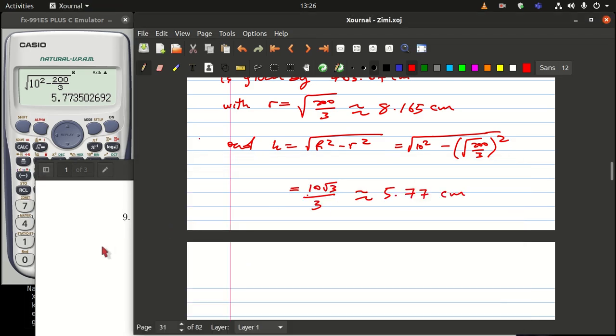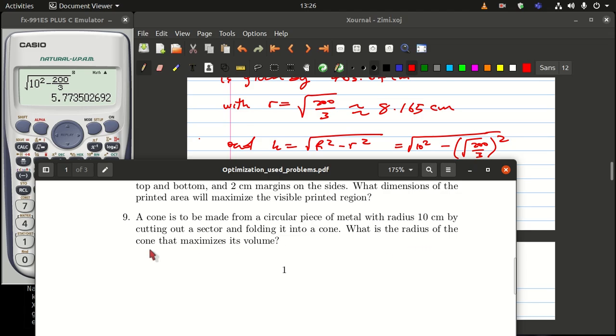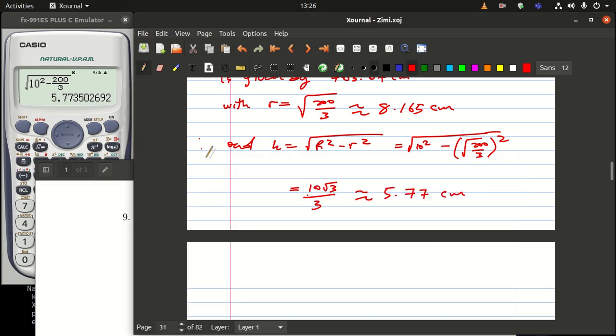So those are the dimensions we're looking for. What is the radius of the cone that maximizes? Actually, they did not want this one, they only wanted that. So that's how we ended up solving for the radius, which is 8.165 or 8.17. So we are actually having that.